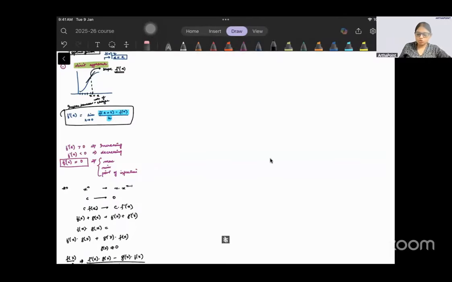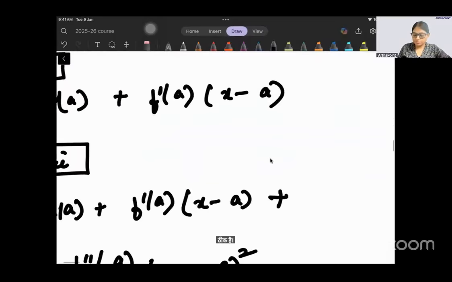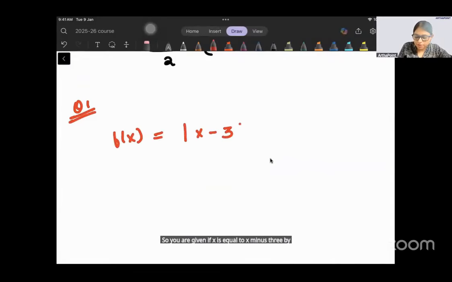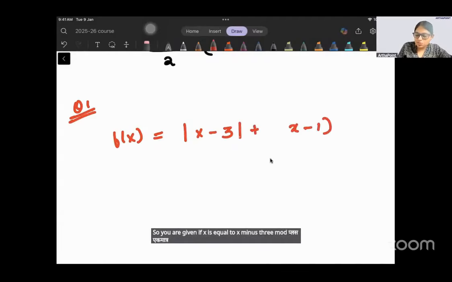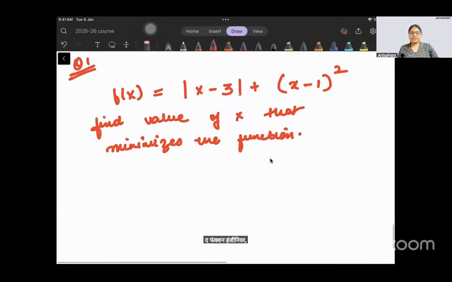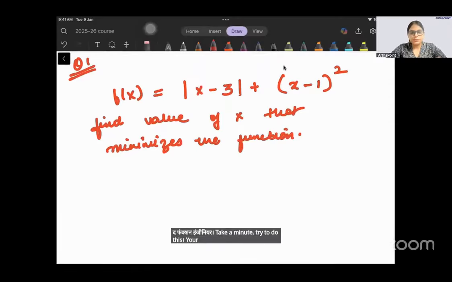ठीक है. So let's do some questions now. So you're given f(x) is equal to |x minus 3| plus (x minus 1) whole square. Find value of x that minimizes the function. Give it a try. Take a minute. Try to do this yourself.